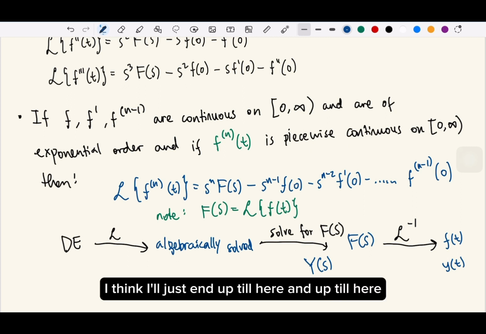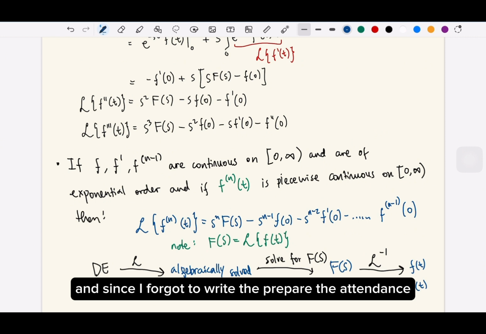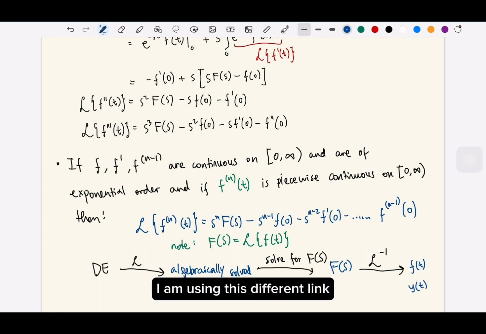Okay, I think I will just end here, and since I forgot to prepare the attendance, so no attendance here for today. I'm sorry. I thought I already prepared it, but I think I am using a different link, so okay, we can skip that one.